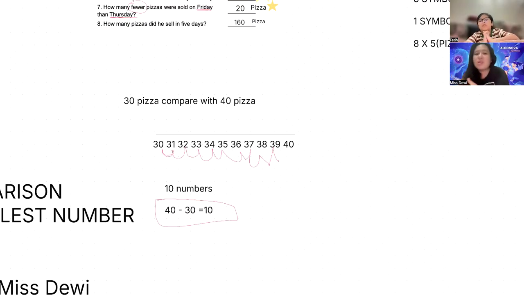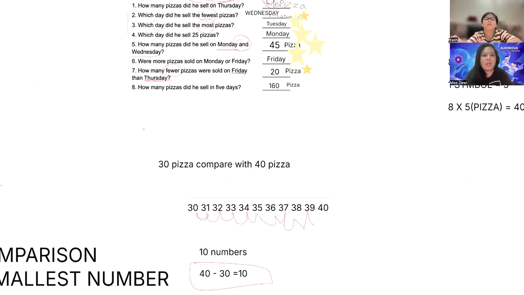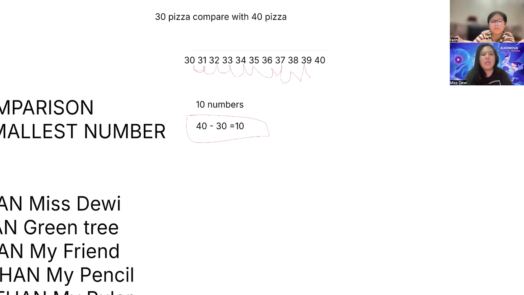Later, of course, the object will be different, yeah. In this case, it's talking about the day, Thursday and Friday, okay? So you have to minus the bigger number into the smaller number. So you're gonna get the number in between. Yeah, this one. This is the number in between. This is the how many fewer.